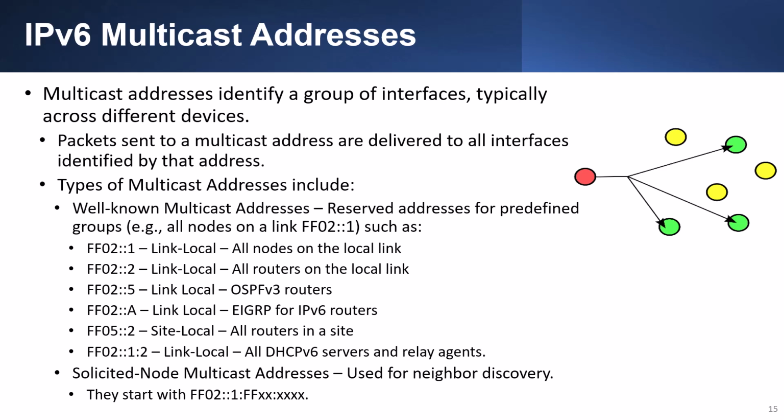Multicast addresses identify a group of interfaces, typically across different devices. Packets sent to a multicast address are delivered to all interfaces identified by that address. Types of multicast addresses include well-known multicast addresses, which are reserved addresses for predefined groups, such as all nodes on a link. Some of the more common ones are shown on the screen. The solicited-node multicast addresses are used for neighbor discovery.